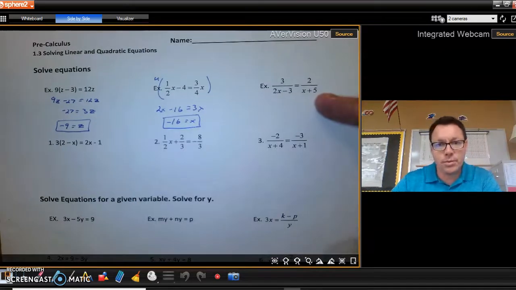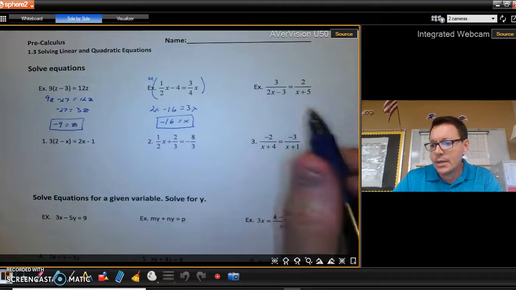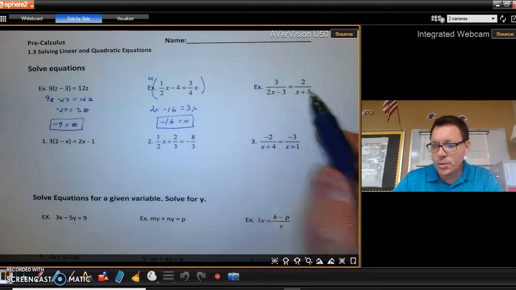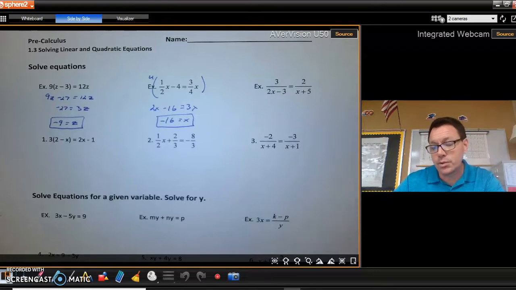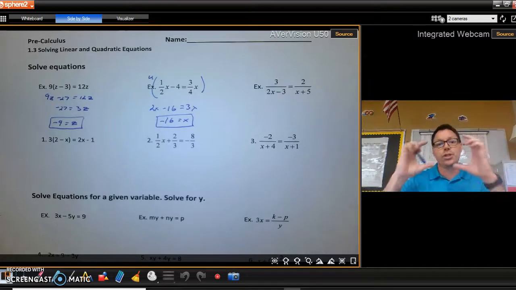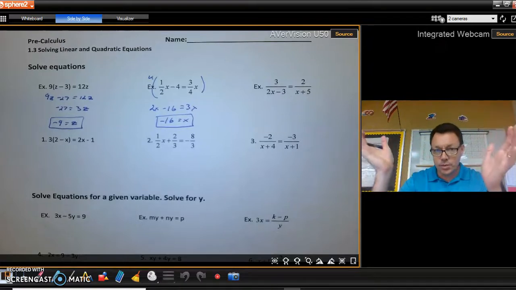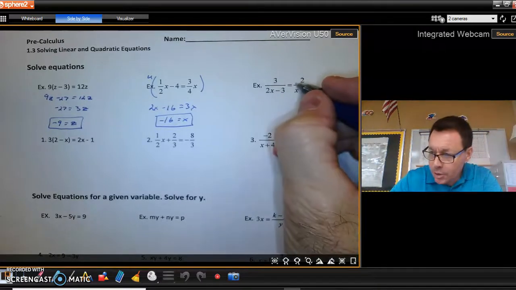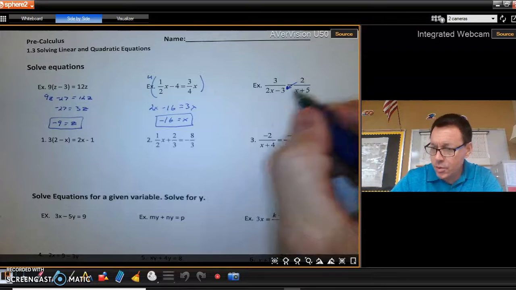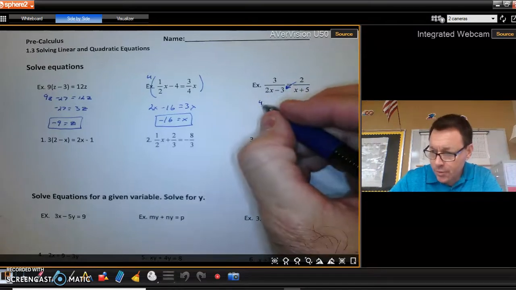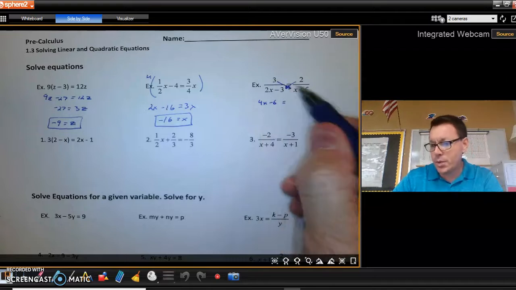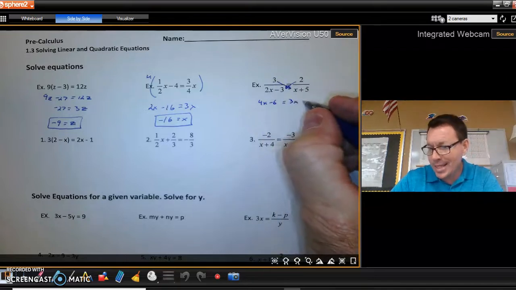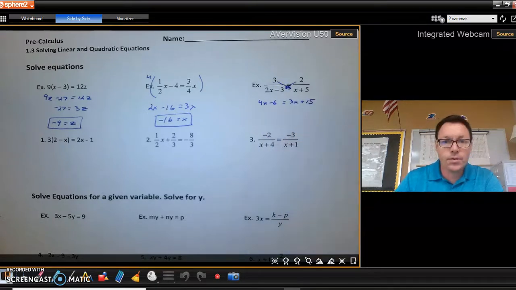But this example also involves fractions. Now this one's a little different. I've got a fraction equal to a fraction that has a special name. It's called a proportion. So in this case, when you solve proportions, you can do what is called cross multiplying. If you have a proportion, their cross products are always equal to each other. So again, if I multiply this way, so 2 times this whole expression, so 4x minus 6. And you multiply this way, so 3 times this whole expression. Again, you've cleared your fractions.